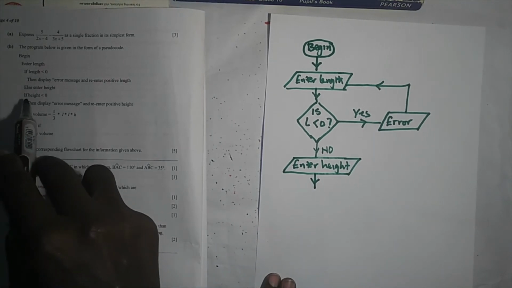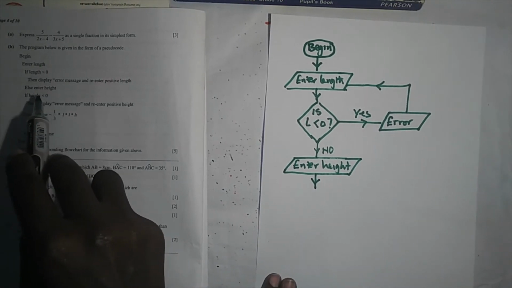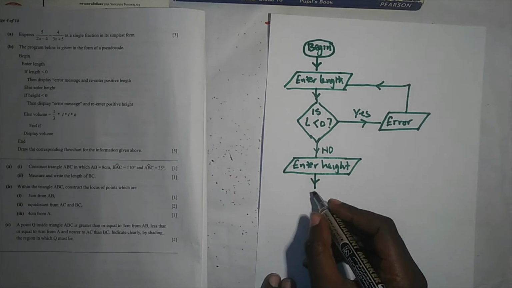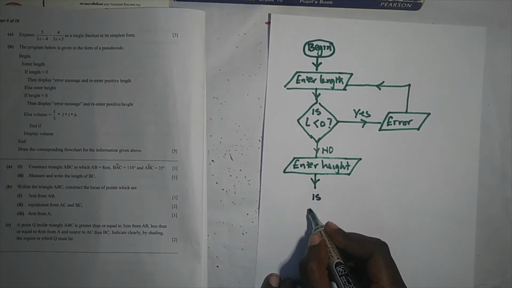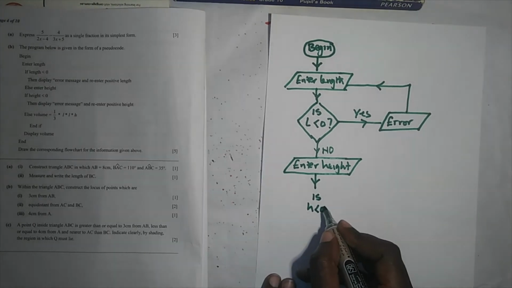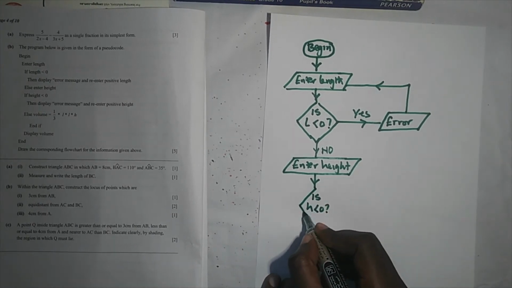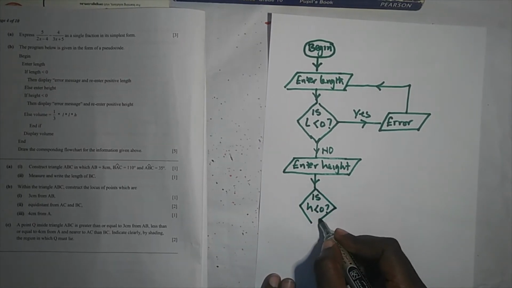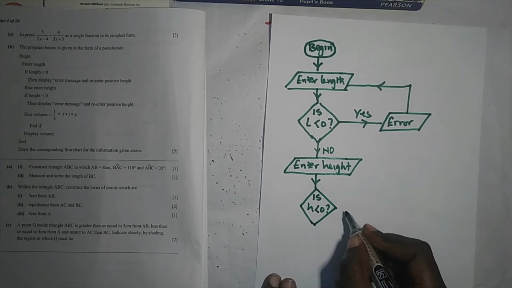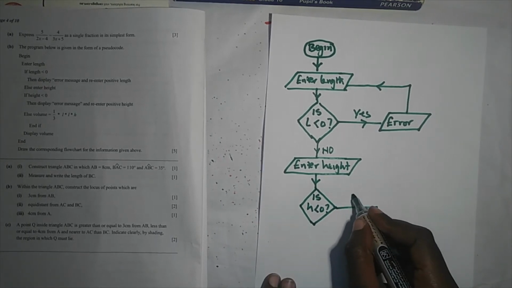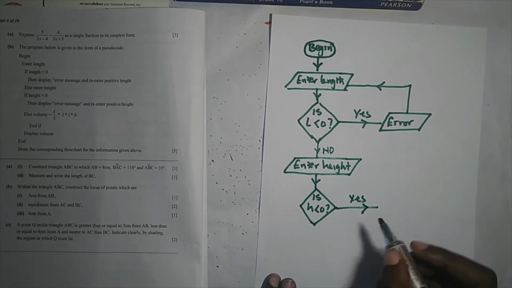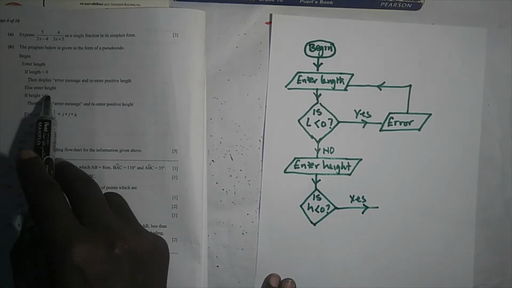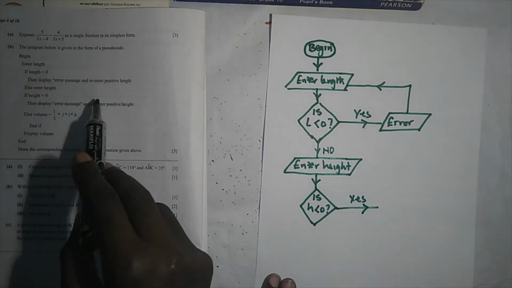The next statement is an if statement. If the height is less than 0. So we are going to have a question here. We'll change the if to is. Is the height less than 0? Then we'll put the decision box here. Okay, so this side we are going to have yes with an arrow. And so it says if the height is less than 0, then display error message.